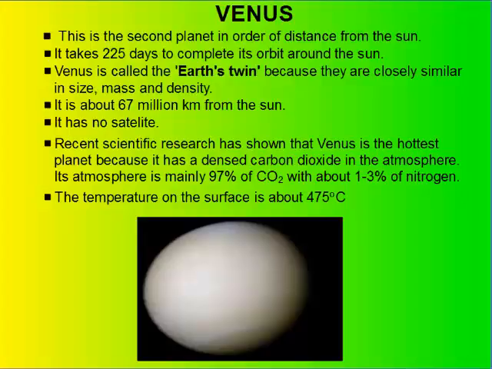The next planet, which is Venus, is the second planet in order of distance from the sun. It takes 225 days to complete its orbit around the sun. It is usually called the Earth's twin because they are closely similar in size, mass, and density. Venus is also about 67 million kilometers from the sun. Venus, like Mercury, has no satellite.